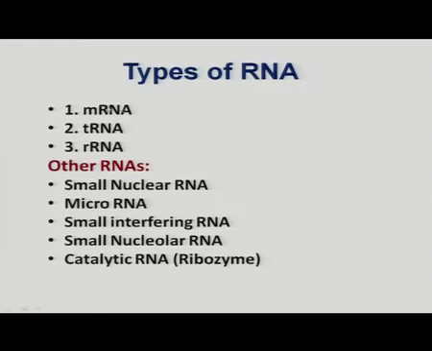Basically, there are 3 types of RNA: messenger RNA, written as mRNA, transfer RNA, that is tRNA, and ribosomal RNA, that is rRNA. Besides these 3 main RNAs, other RNAs are also there in our cells: small nuclear RNA, micro RNA, small interfering RNA, small nucleolar RNA, and catalytic RNA, which is also called ribozymes. Let us have a look at what these RNAs are and what their functions are.